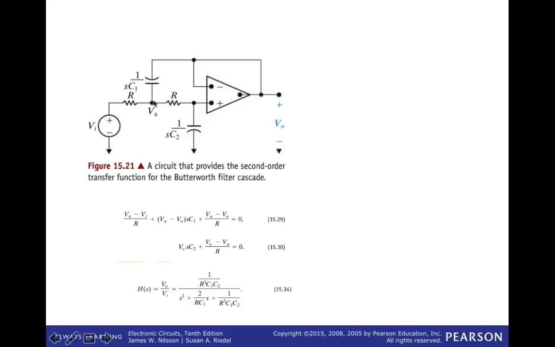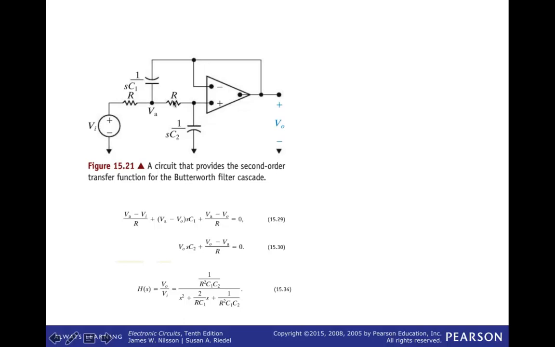That's what they define as VA. This is V minus, this is V plus. These two are equal. The voltage across them is 0. So basically, a node equation is written here at VA. So I have VA minus VI over R. I have VA minus V out over the capacitive impedance for C1. And then I have VA minus V out over R, which is this path.